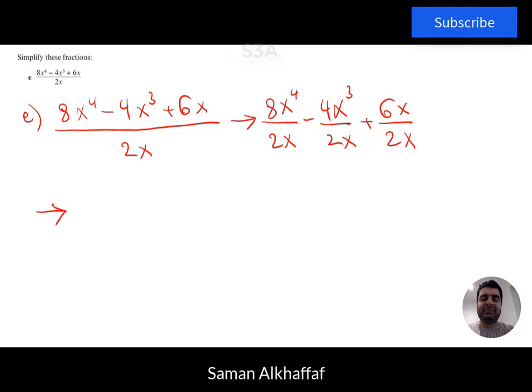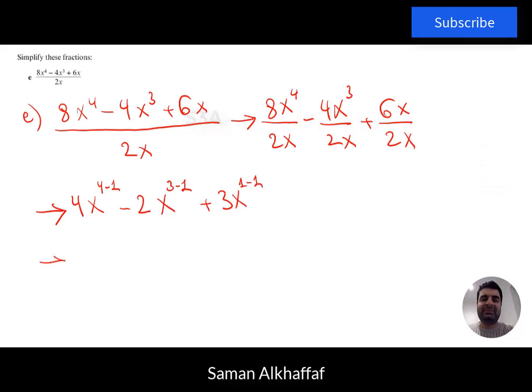So to simplify this expression, we would have in this scenario the 8 divided by 2, so that would give us 4, and we have x to the power of 4 minus 1, and we have minus 4 divided by 2, that will give us 2, x to the power 3 minus 1, plus the 6 divided by 2, so that would give us 3, and the x is taken away, so that we will end up with 3x to the power 1 take away from 1.